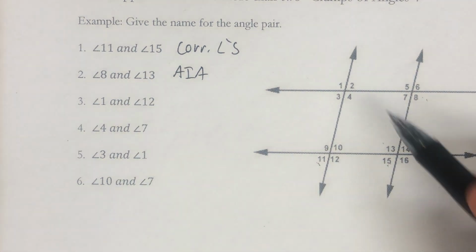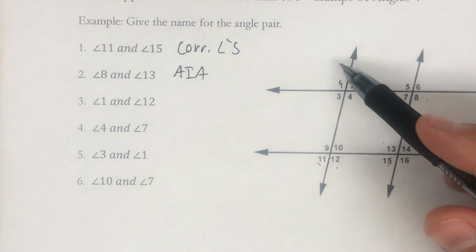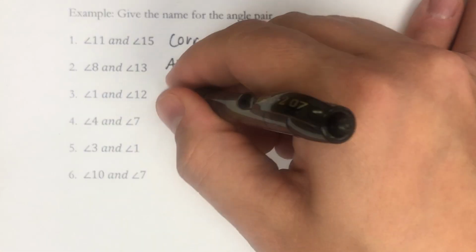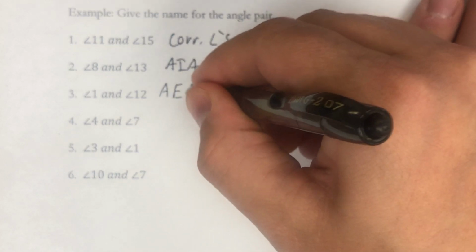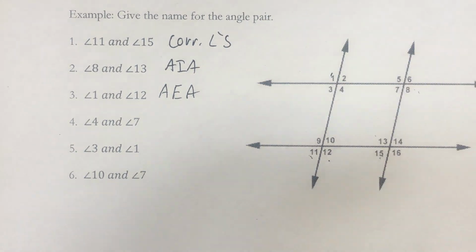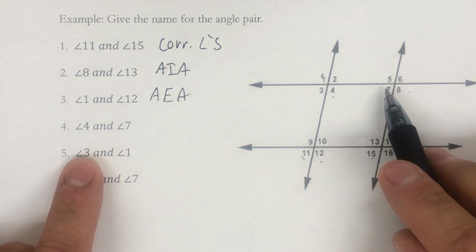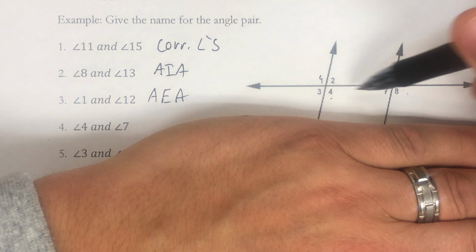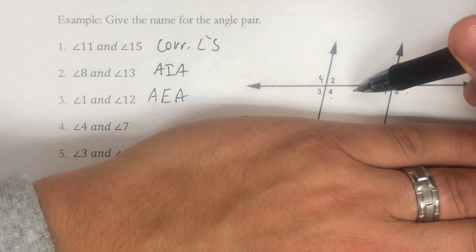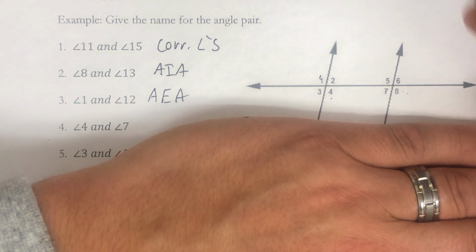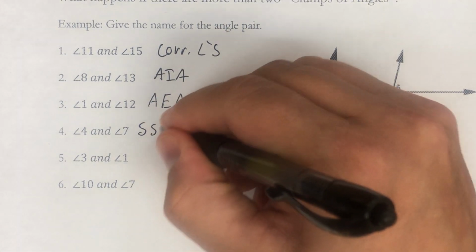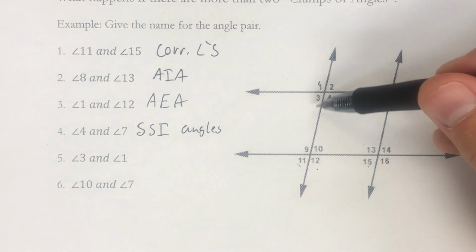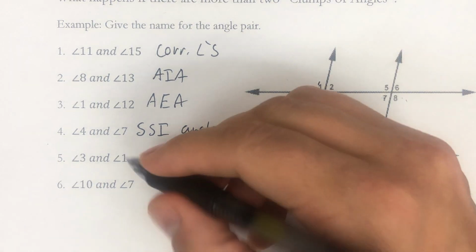1 and 12. This is the line connecting them, so there's a relationship. 1 and 12 are both outside, alternate exterior angles for 1 and 12. 4 and 7. Here's the line connecting them, going straight across, so I could eliminate the bottom. 4 and 7 are both inside, and they're on the same side. So those are same side interior angles. 3 and 1, same cluster, linear pair, supplementary.